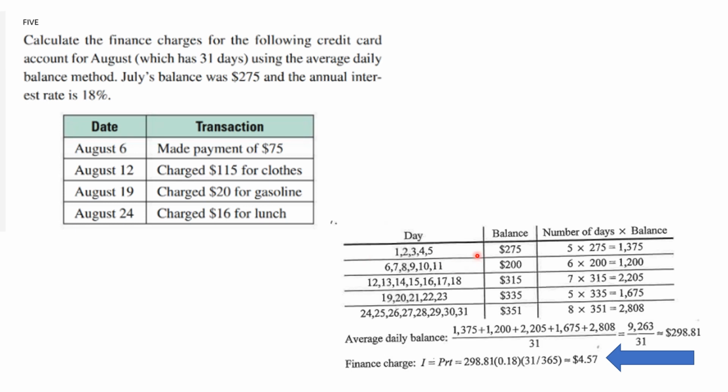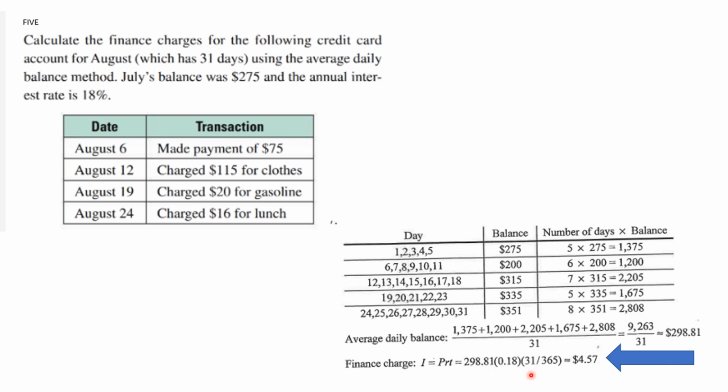So the balance was $275 for these 5 days. It was $200 for these 6 days. It was $315 for these 7 days. It was $335 for these 5 days, and it was $351 for these 8 days. So I multiply the number of days times those to get these balances, and my average daily balance is, I add up those numbers and I divide by 31, and I get the average daily balance was 298.81.